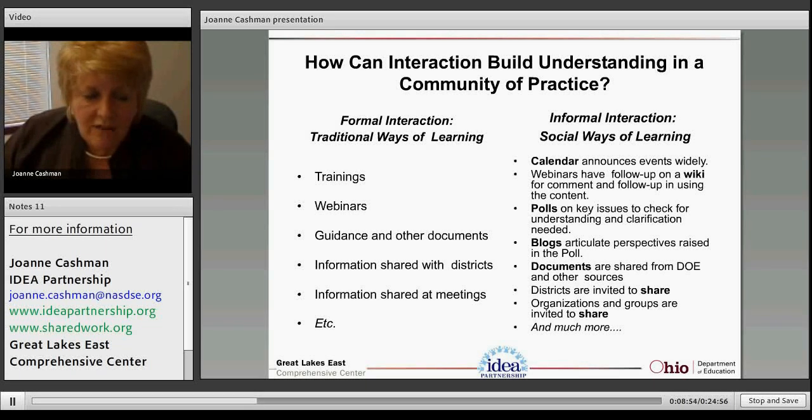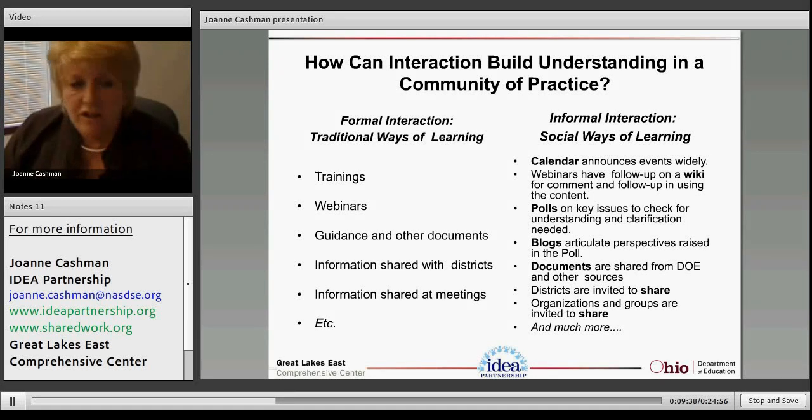So, let's look on the left-hand side of the screen for a minute. Some of our traditional ways of doing things have really been formal interactions, trainings, information out. Somebody with expertise tells those that need to know information. Webinars, guidance and other documents, information that is shared with districts from like a state office. If you're looking at the local level, it would be shared from the district office out to the schools and those school communities. A lot of what we do is shared at big meetings where there is limited time for interaction. And of course, there are many other ways. You know them well. These are the ways that we've been doing business for a long time.